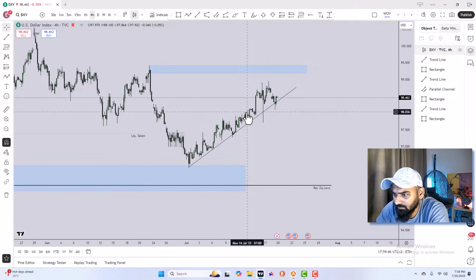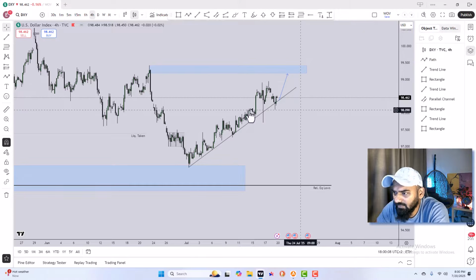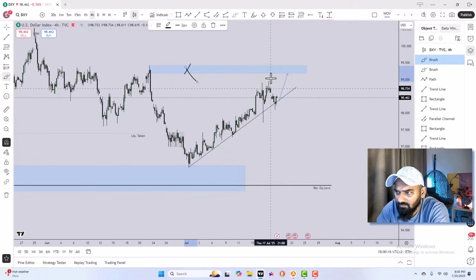Okay. Went up, took this high, went down, took this mitigation. So it is very clear that dollar has to go up at least to do the mitigation of this particular order block, this supply zone.